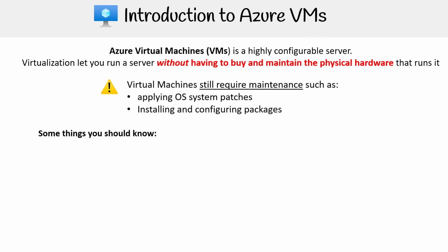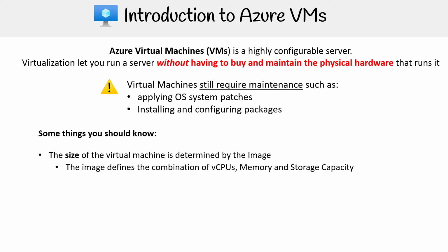And some things I want you to know about Azure Virtual Machines is that the size of the virtual machine is determined by the Azure image. And so the image defines the combination of vCPUs, memory, and storage capacity. The current limit on a per subscription basis is 20 VMs per region. I would think that if you wanted more, you could just use another subscription. I don't know if they have service limit increase for that, but that might be possible as well.